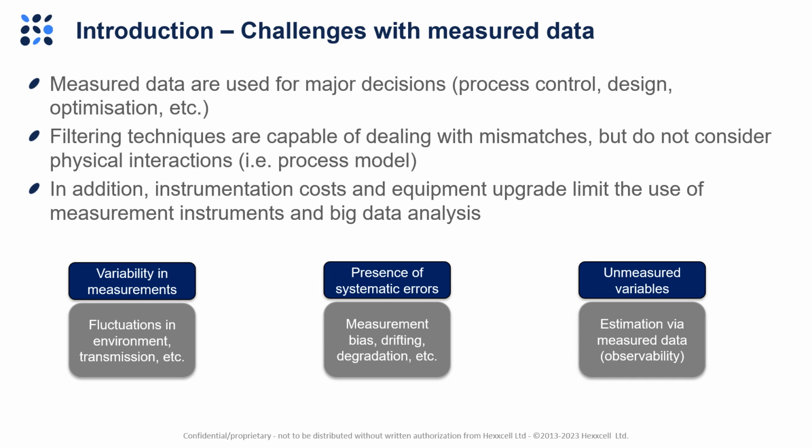A second issue is that other factors can affect the accuracy of our measurements, such as degradation due to environmental conditions or malfunctioning due to weariness of our sensors. Lastly, due to techno-economic limitations, such as the instrumentation costs and equipment upgrade, not all process variables are measured, and this could become a problem when the selection of measured variables is not done properly. Now let us review these challenges in a deeper fashion.